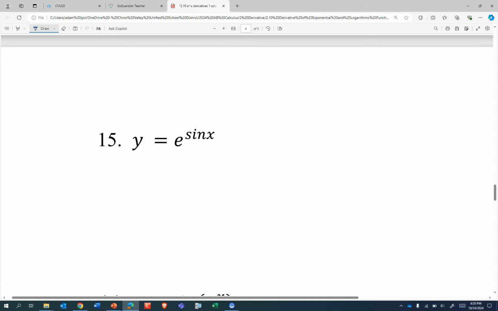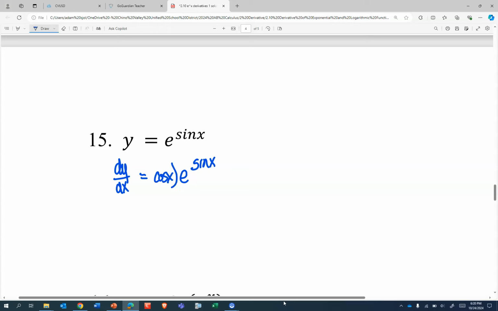How many did I assign you? A ton. Still using dy dx though, right? The derivative of e to a power is e to that same power. Let's save some effort and leave room for the chain rule out front. That power is sine of x, which has a rate of change of cosine of x.